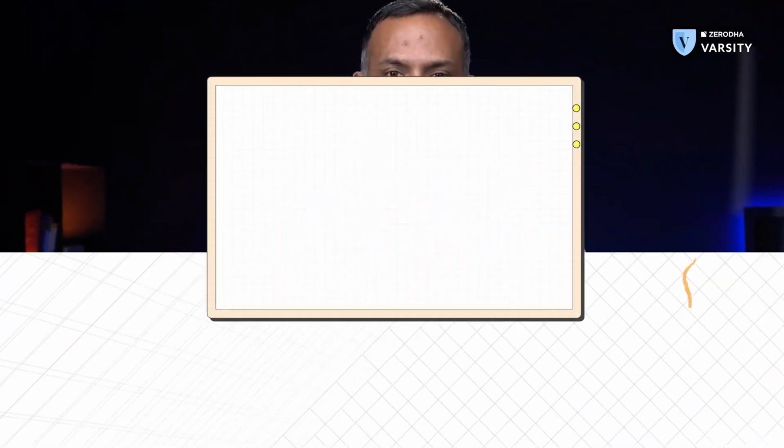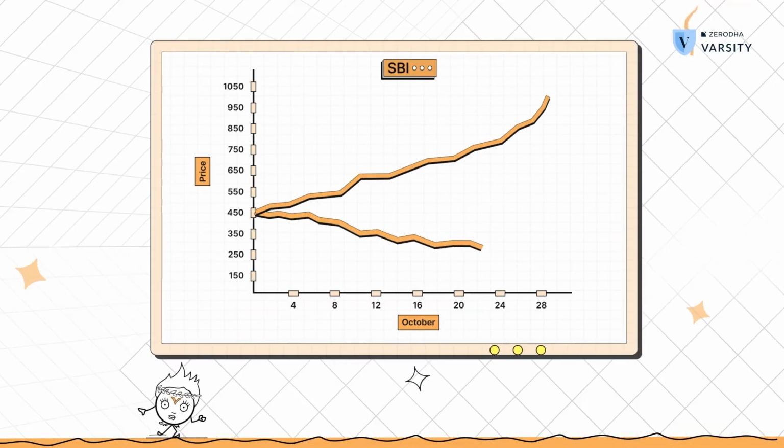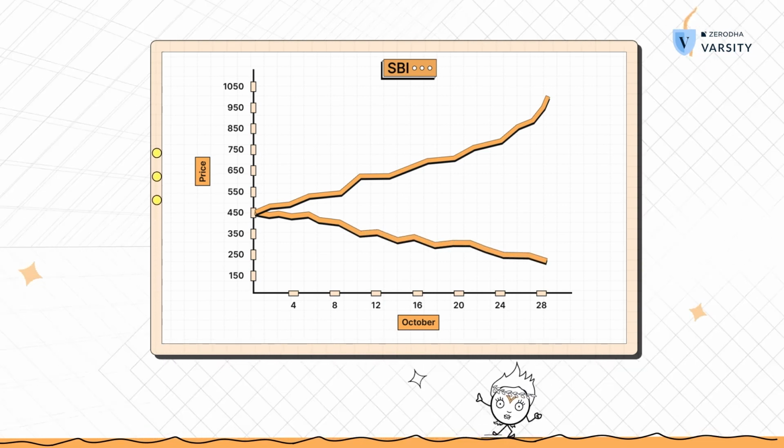Now, here's the thing. To explain this concept, I just took three different price points. But in reality, the stock price of SBI can be anywhere by end October. It can be as high as 1000 or it can be as low as 200. You'll never know. Now, the question that I want to ask you is, what do you think is your profitability?